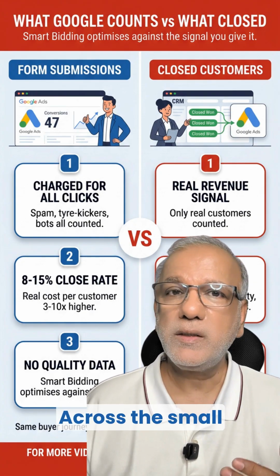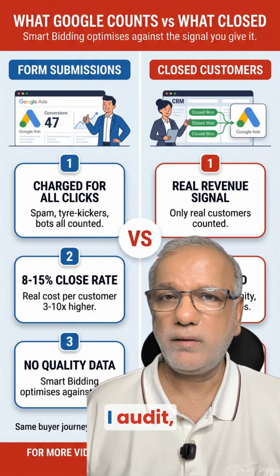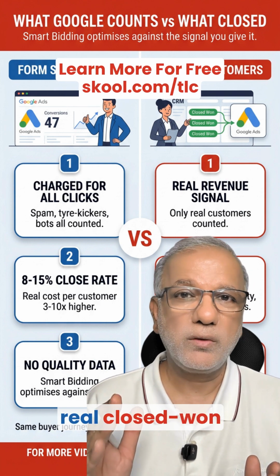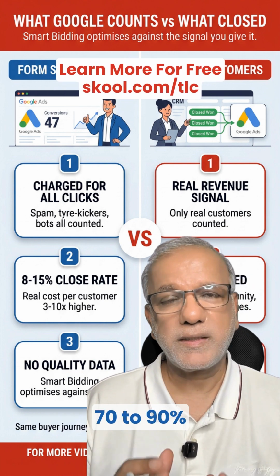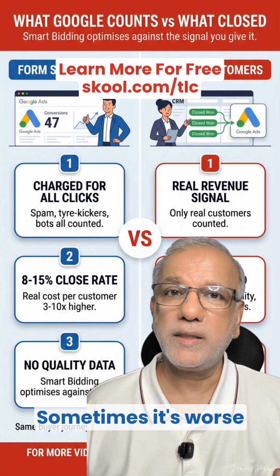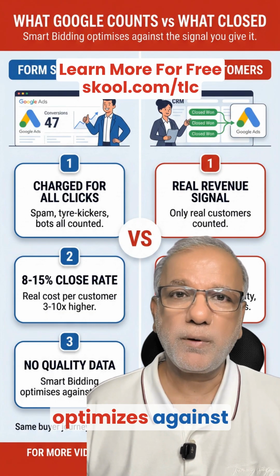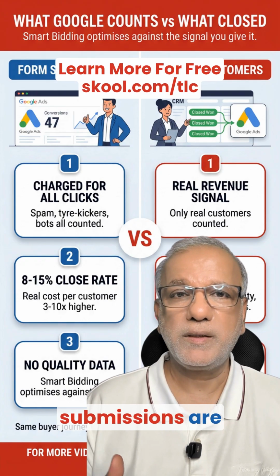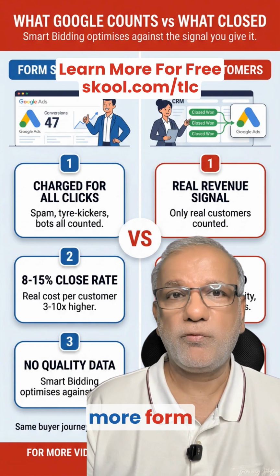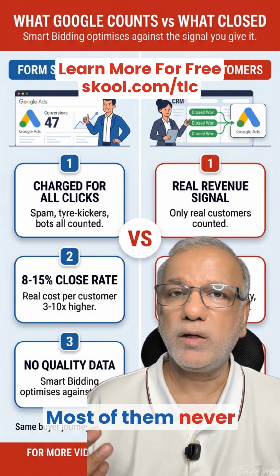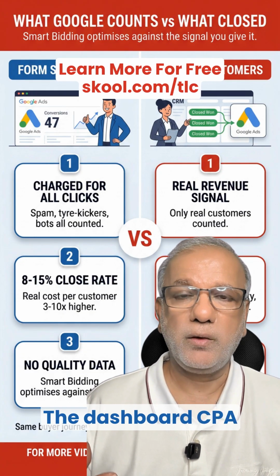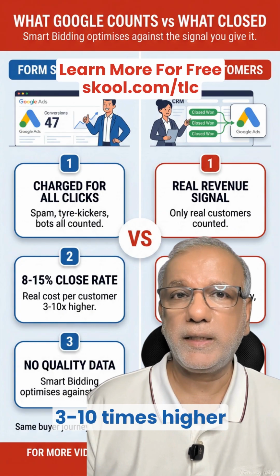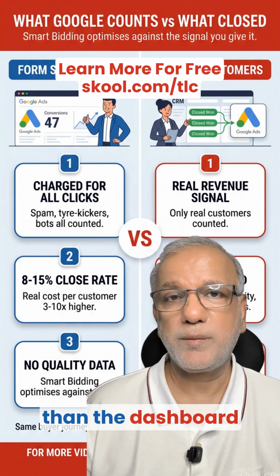or not. Across the small business accounts I audit, the gap between Google's reported conversions and the real closed won deals averages 70 to 90%. Sometimes it's worse than that. Smart bidding optimizes against whatever you tell it is a conversion. If you tell it form submissions are conversions, it learns to find more form submitters. Most of them never close. The dashboard CPA looks healthy. The real CPA per customer is often 3 to 10 times higher than the dashboard reports.